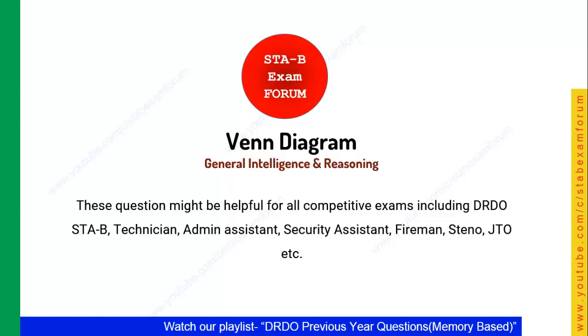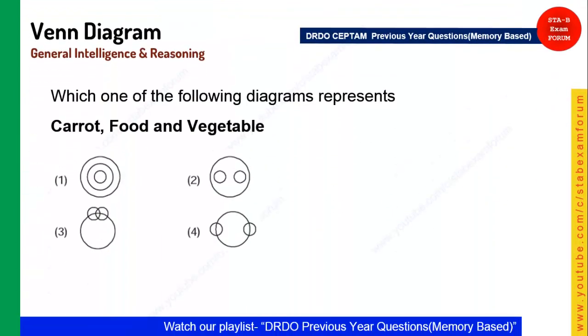So we have come up with part 2 of the Venn diagram, where we will see 5 to 6 questions that have come in the past DRDO CEPTAM exam, right? And all these questions which we are telling you might be helpful for other competitive exams as well. Okay, so without further ado, let's see the question.